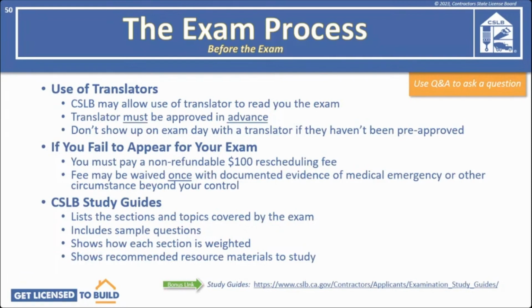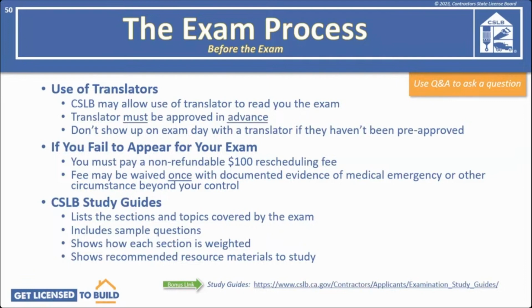Question 16 on the application asks if you need to use a translator to complete the examination and the language the exam will be translated into. The translator must be approved by CSLB in advance. You cannot just show up on the day of your examination to the test center with someone to translate the exam for you. When you have an exam date, make sure that you do not miss it.